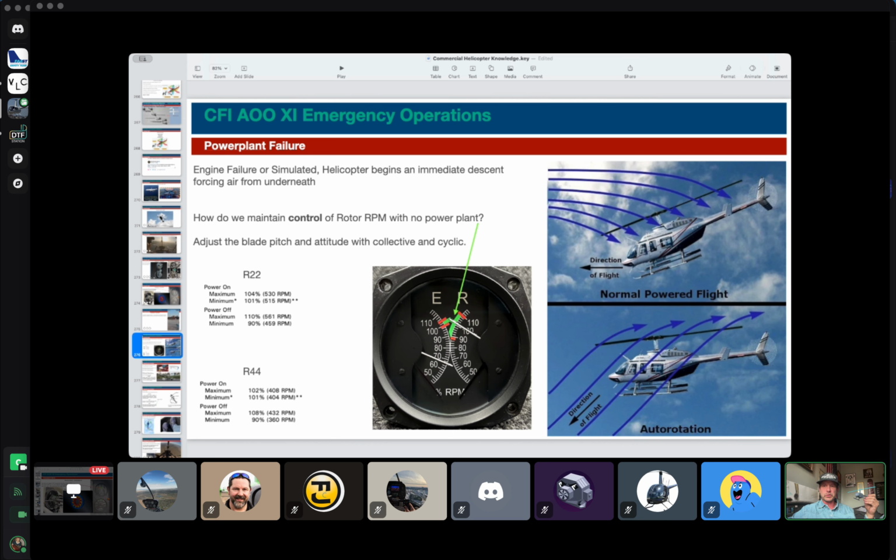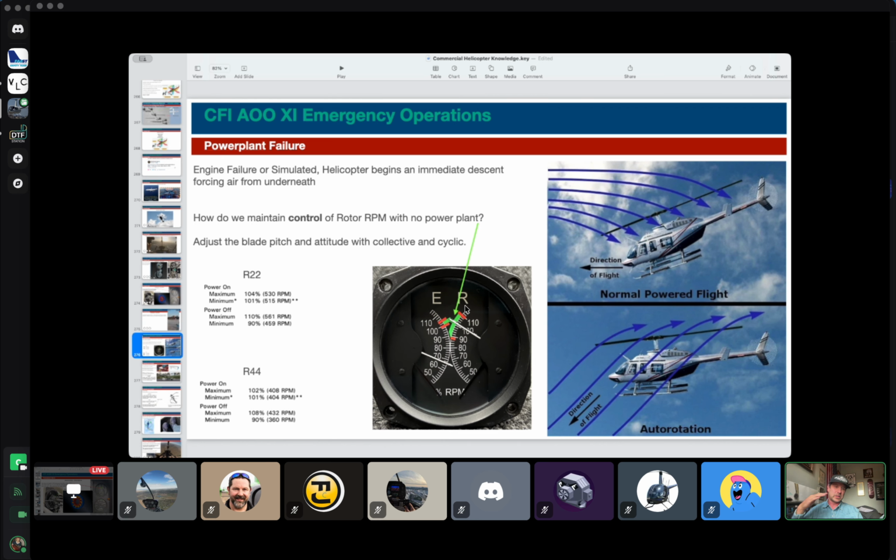And so on the R22, we know we need to be at 101 to 104 with power on. With power off, we can be upwards of 110 to 90. This gauge here is off of a 44, as you all likely know. And on the 44, it's a little tighter. We need to be 101, 102. But with power off, we can be upwards of 108 or as low as 90. So you see that on the gauge there.